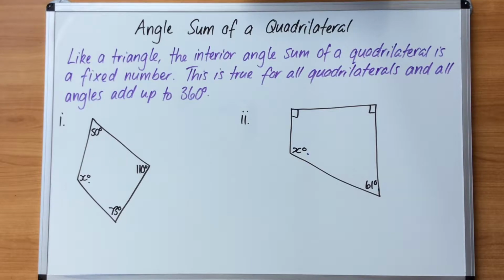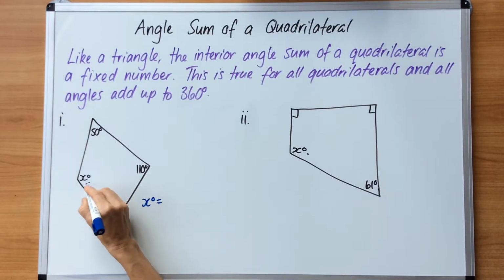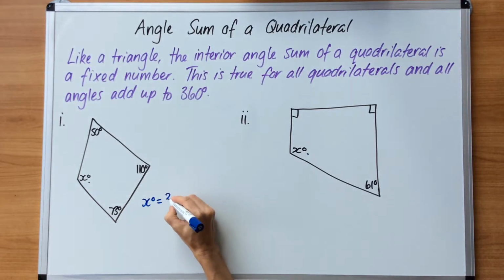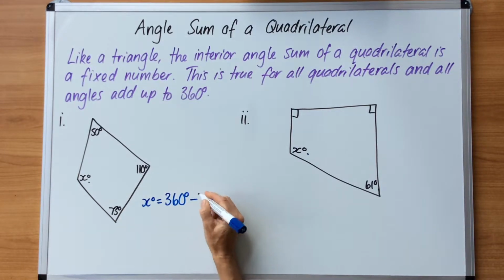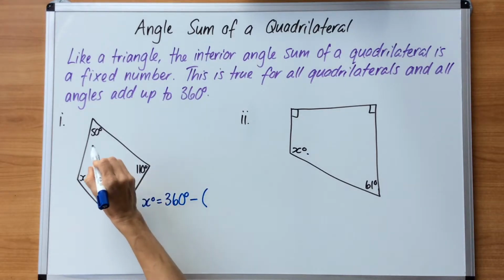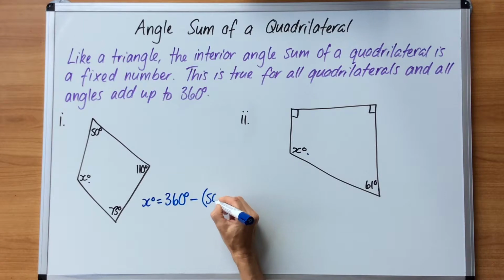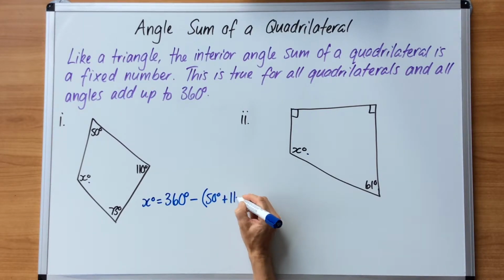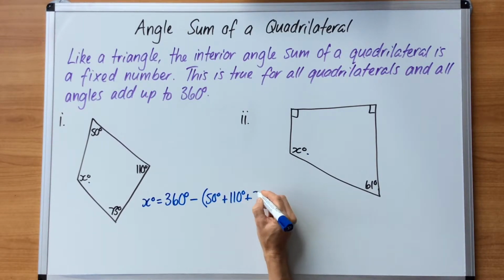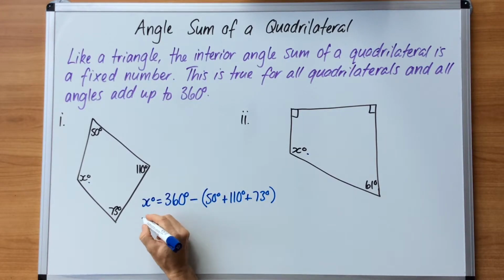The process is very similar to that of a triangle, but instead of starting with 180 degrees and using three angles in total, we're going to start with 360 degrees and use the four angles in total. So we're going to start with x degrees equals, because that's the unknown, and go 360 degrees minus the sum of the other angles given to us. So we can put in here 50 degrees plus 110 degrees plus 73 degrees and close the brackets.